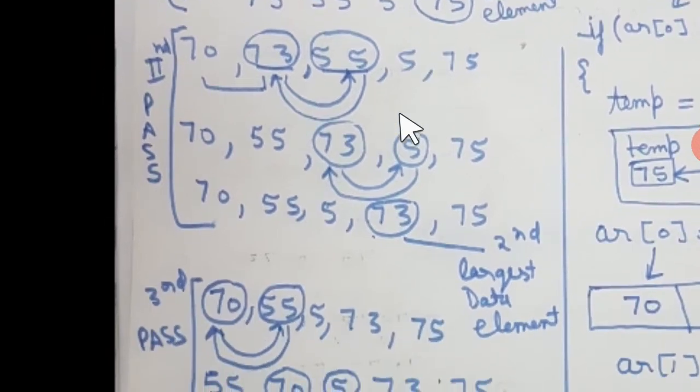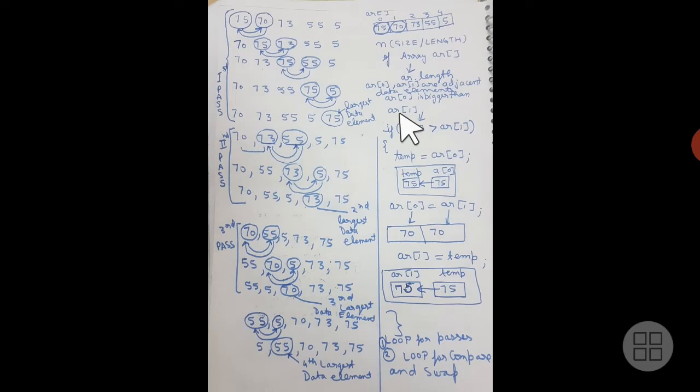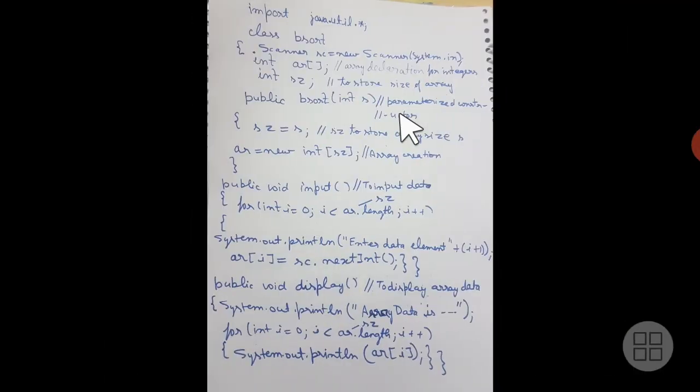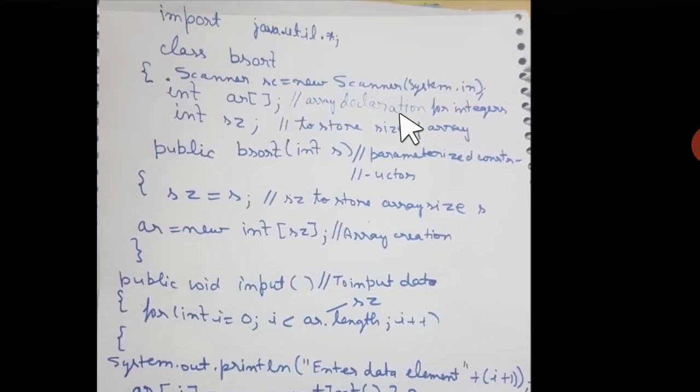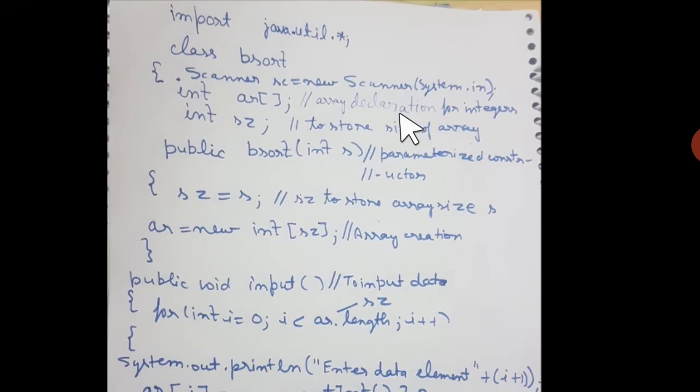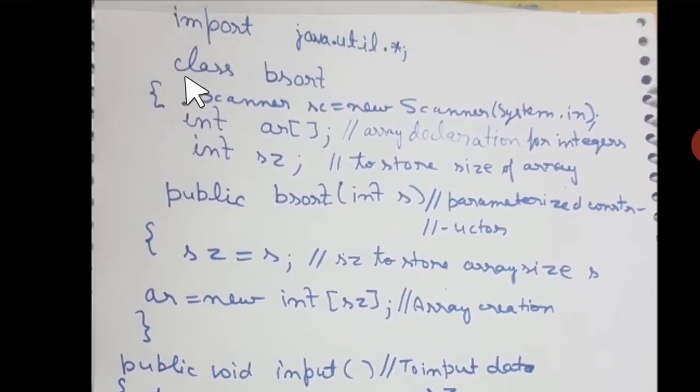Alright, now students, after these steps, I want you all to just see the program. So it's a regular class program, but here the array is the data member. So class BSort is there. To input the data, we have got the import java.util.* statement. Then class BSort, then a Scanner object has been created, that is SC. After that we have got the array declaration.